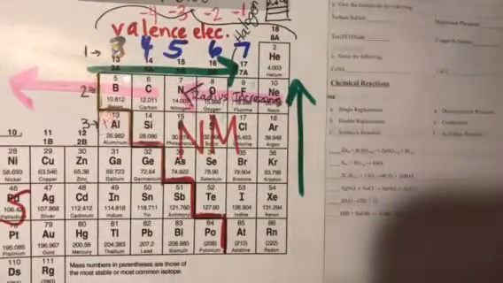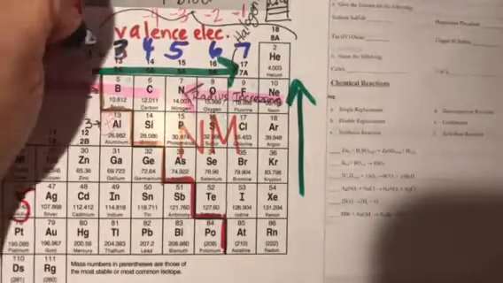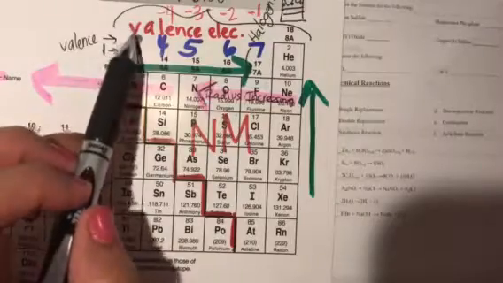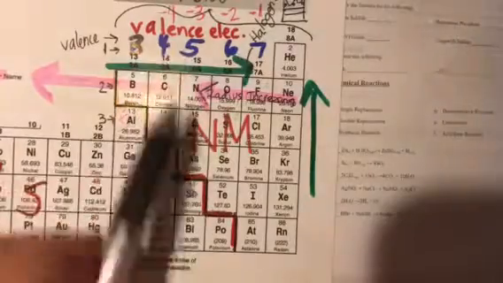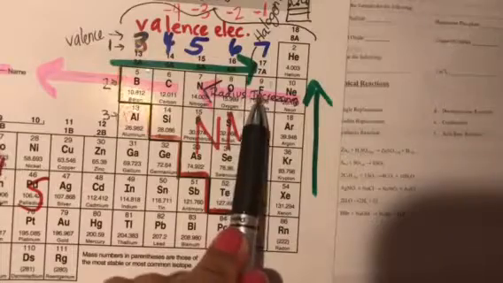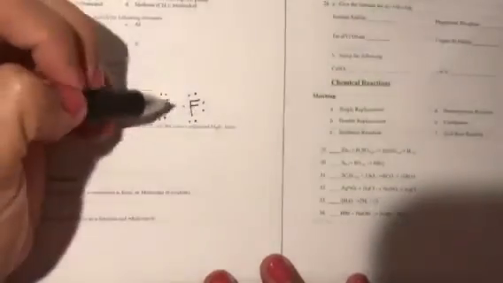So the Lewis dot structure shows the valence electrons. Valence electrons are the outermost shell. So there's 7 dots for everything in this family. 6, 5, 4, 3, and the other side's 2, 1. Okay, so here's fluorine. So how many dots does fluorine get? 7. So each one will get 7. Okay, and you're done. This does create a bond.